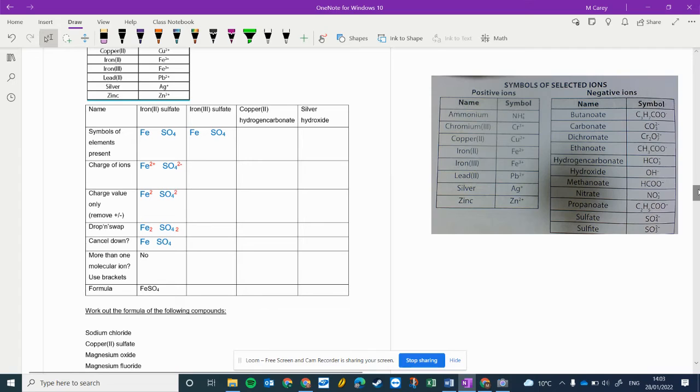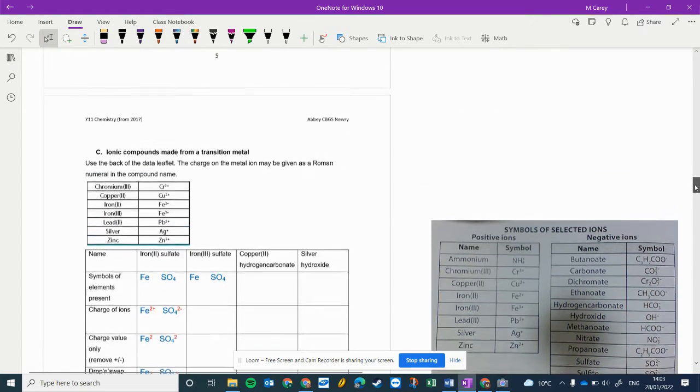Of 1.5 symbols, formulae, and equations. So we've looked at ionic compounds made from one metal and one non-metal. Now we're going to look at ionic compounds made from one metal and more than one non-metal. So how do you know when you have that?